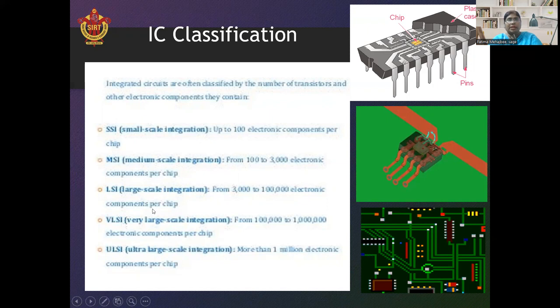In very large scale integration, or VLSI, from 100,000 to 10 lakh components can be fabricated per chip, and in ULSI, ultra large scale integration, more than 1 million electronic components can be fabricated per chip.